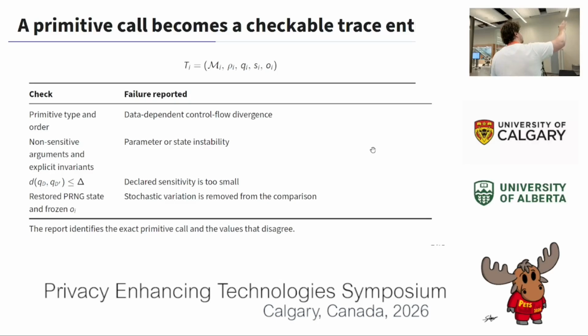There are different types of failures that you might want to check, like data-dependent control flows. This would be like, you have an if statement and you're doing something different. If you have a value over 100, then you're going to clip it in a different way. You might want to be able to identify that. Also parameters, states, etc., if the sensitivity is just incorrect.